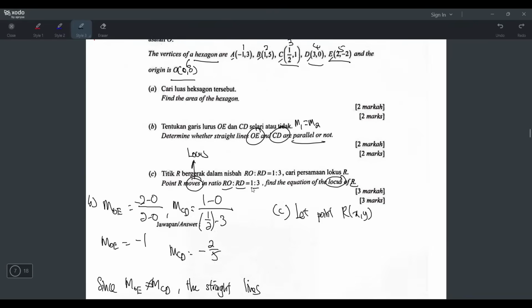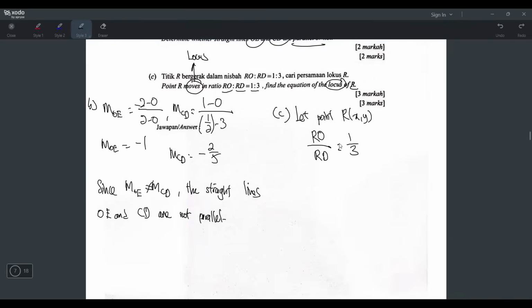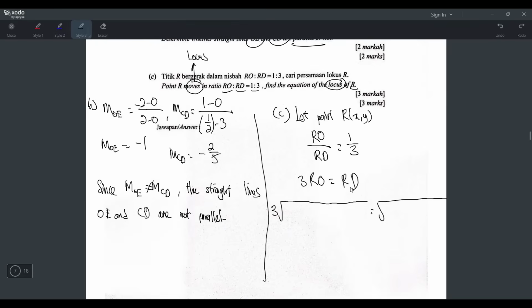So what I will do, I definitely need to use the square root, I mean the distance formula later. But let's change this to a fraction first. So the distance of RO divided by the distance of RD is equal to 1 over 3. Yeah, ratio can change to a fraction like that. And then what you can do is cross multiply. Darab silang. So it becomes 3RO equals RD. And then now you use the distance formula. Okay, but you have to use it 2 times. One time to find the distance of RO, and then a second time to find the RD distance here.